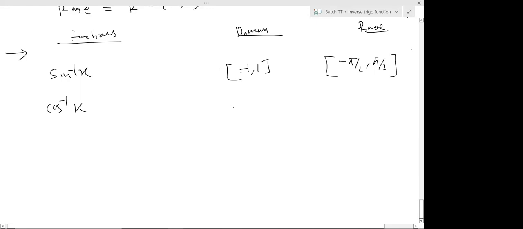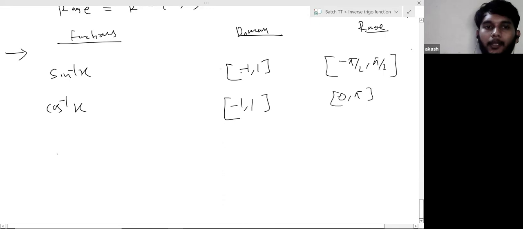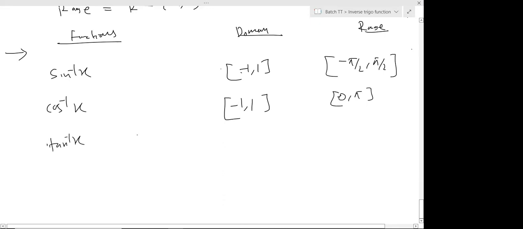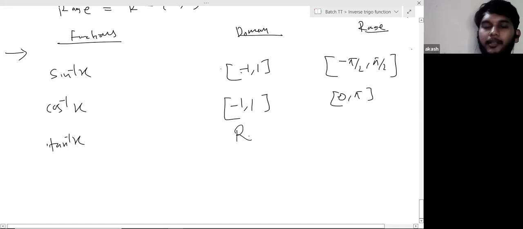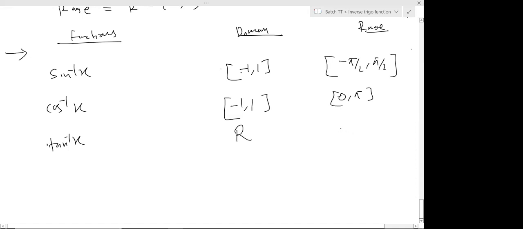Cos inverse x will be the opposite. Domain will be minus 1 to 1, and range will be 0 to pi. Absolutely right. Now tan inverse x? Domain is minus infinity to infinity, that means R I can write. And range will be minus pi by 2 to pi by 2.